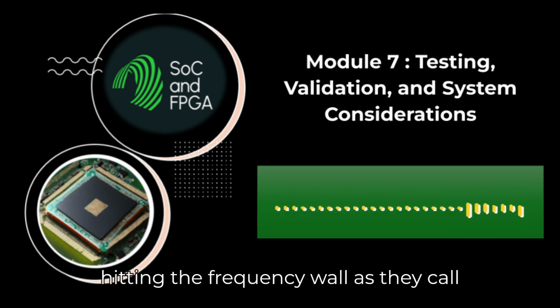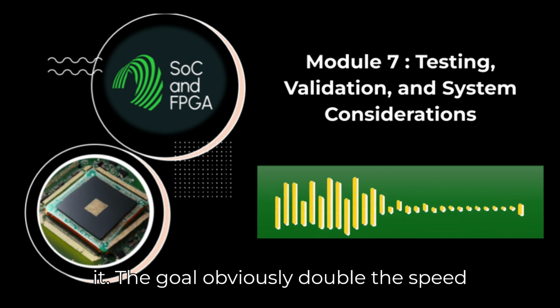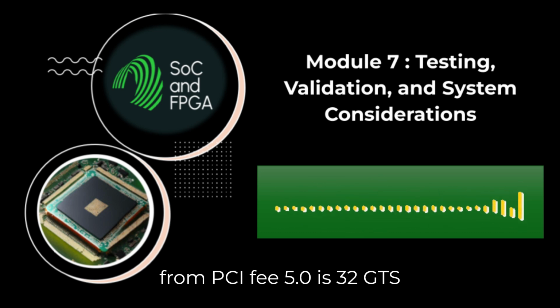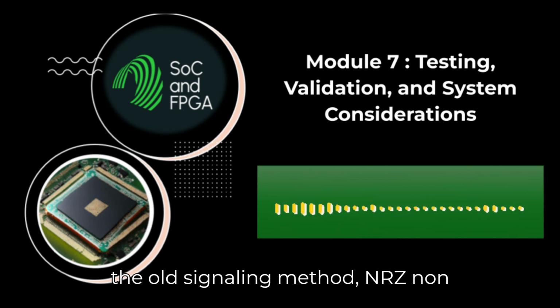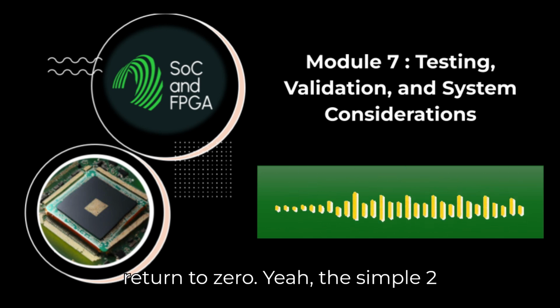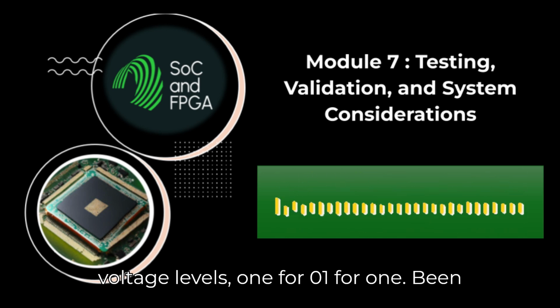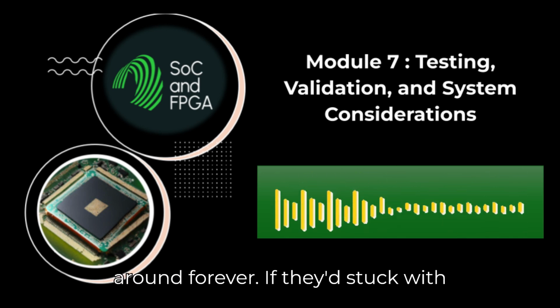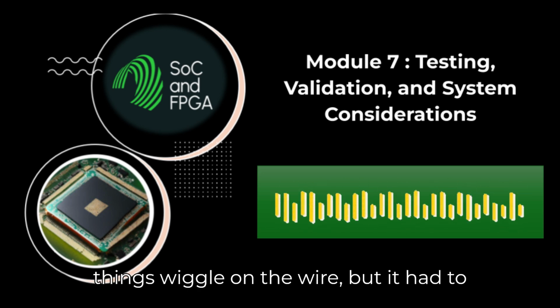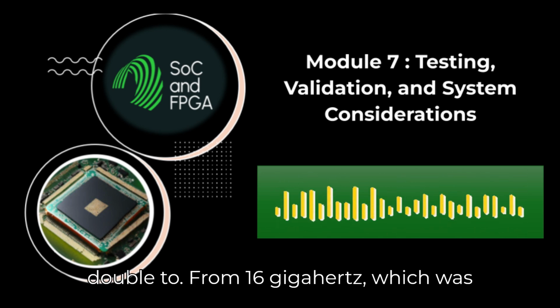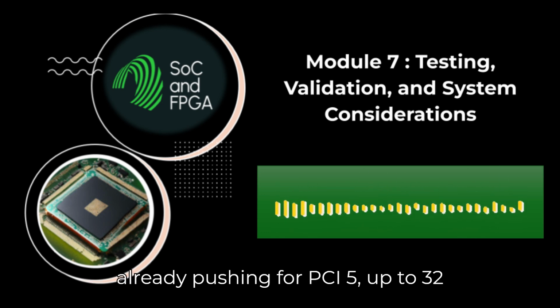Hitting the frequency wall, as they call it. The goal, obviously, double the speed from PCIe 5.0's 32 GT/s up to a crazy 64 GT/s per lane. But the old signaling method, NRZ, non-return to zero. Yeah, the simple 2 voltage levels, 1 for 0, 1 for 1, been around forever. If they'd stuck with that, what would have happened? With NRZ, the basic signaling frequency, the rate things wiggle on the wire, had to double too. From 16 gigahertz, which was already pushing it for PCIe 5, up to 32 gigahertz.